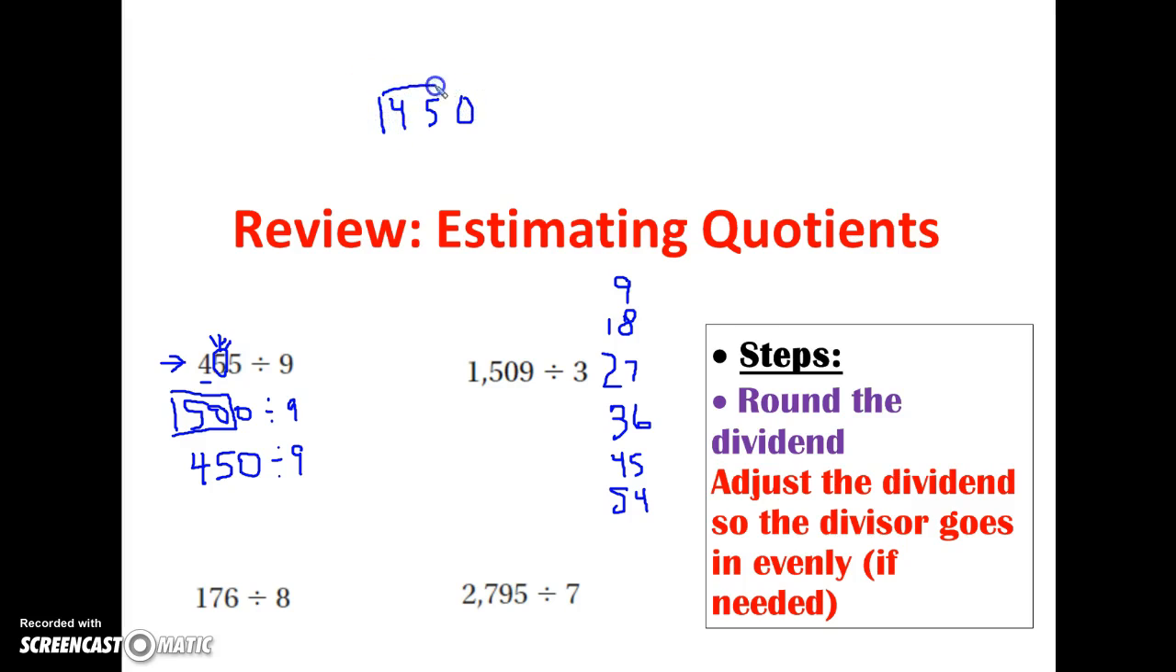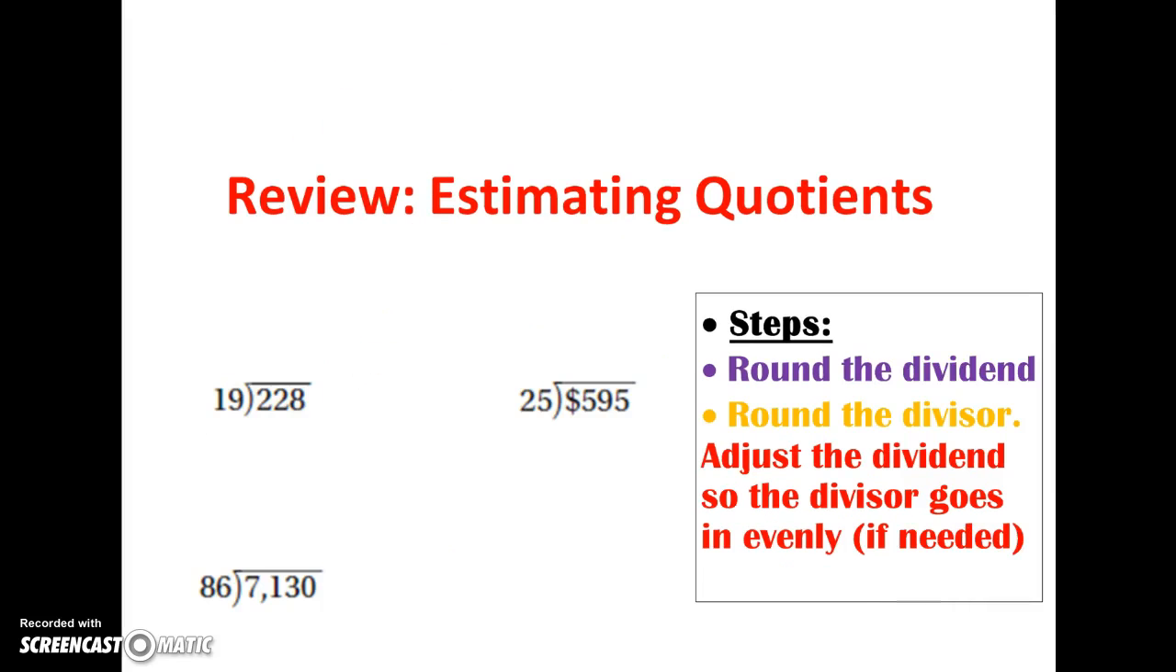So 450 divided by 9. 9 goes into 4 0 times. 9 goes into 45, 1, 2, 3, 4, 5 times. And then it goes in exactly 5 times, and then I can just bring up the 0. So 455 divided by 9 is about 50.